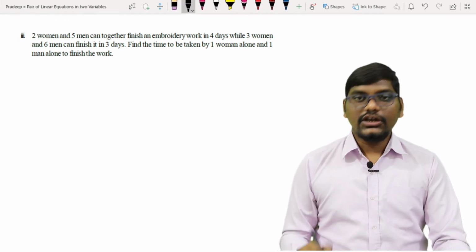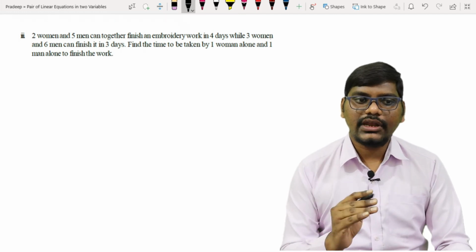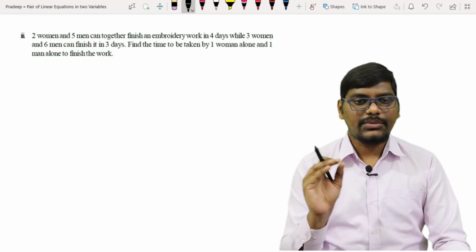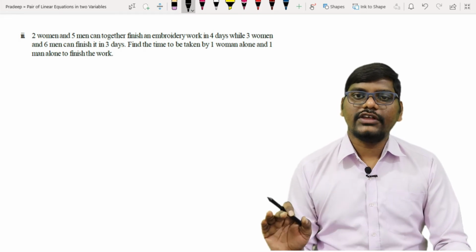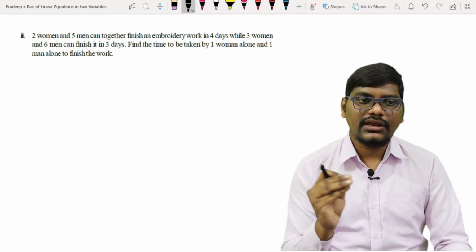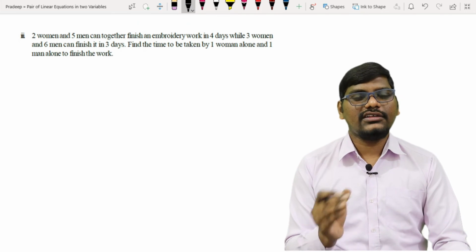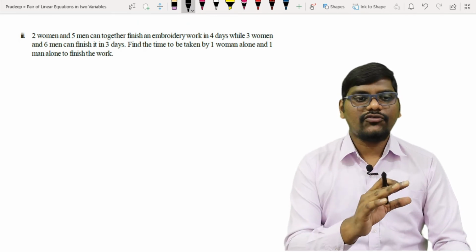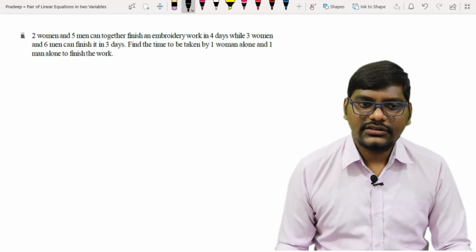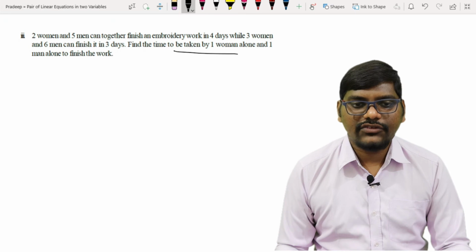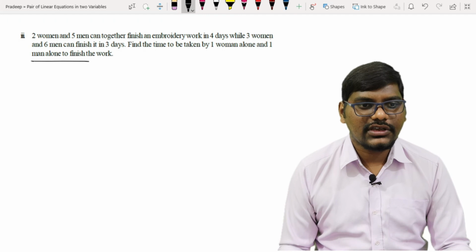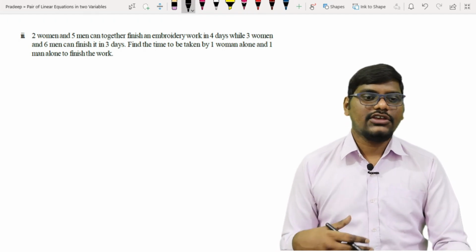So here are 2 different situations, that is 2 women and 5 men together they are working to finish the embroidery work. So that particular work they are finishing in 4 days. In the next situation, 3 women and 6 men were working. So in this particular time, the same amount of work they are finishing in 3 days. So now the question is, if one woman is working, how much time she takes, and if only one man is working, how much time it takes. So that was the question.